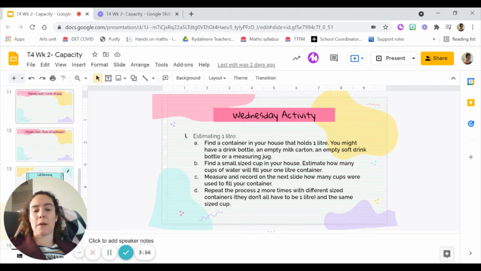Find a small sized cup in your house and estimate how many cups of water will fill your 1 litre container. Measure and record on the next slide how many cups were used to fill your container. And you might need to say 5.5 cups or 5.25 cups, something like that. It might not be a complete amount of cups, and that's okay. Repeat the process 2 more times with different sized containers.